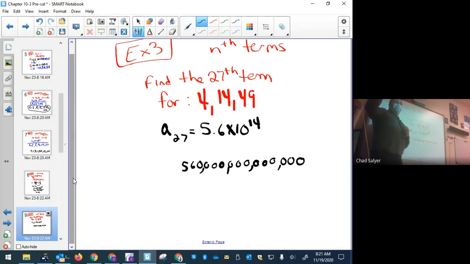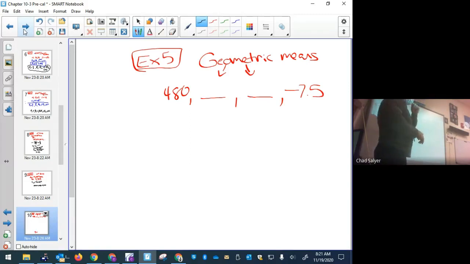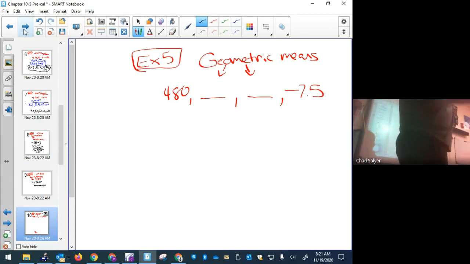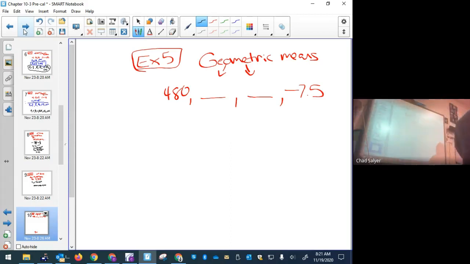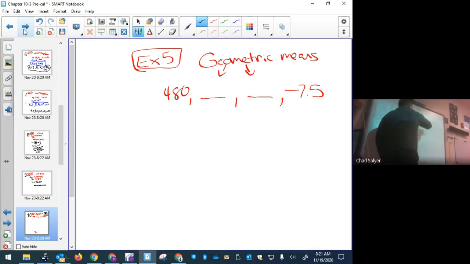Other questions? All right. Example 5. We skipped 4 again because it's a pretty obscure thing that doesn't get used very much. So we're going to use geometric means. And you'll remember from Tuesday's video, we did arithmetic means. Geometric means work very similarly. And here we want to find 2 geometric means. We can pick as many as we like between 2 values.